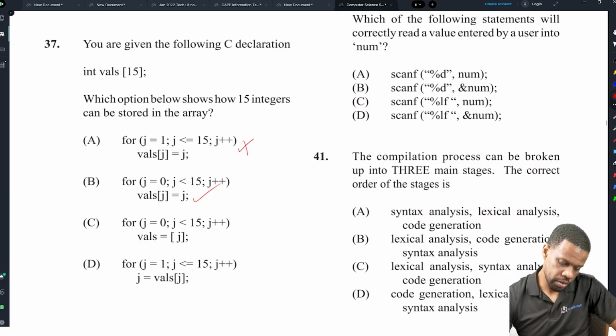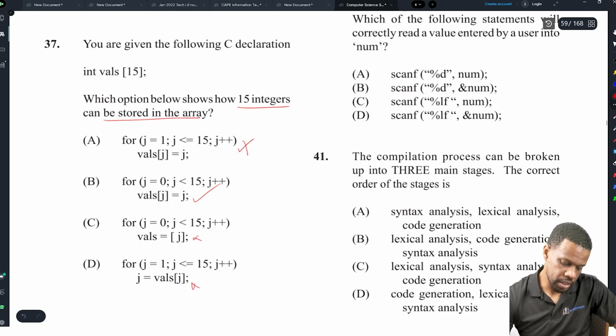Shows how 15 integers can be stored in the array. 1, 2, 3, 4, 5, 15 stored in the array. Yeah, this one is not stored in the array, that one is stored in a variable, this one is stored in J. Right, so B is the correct answer.